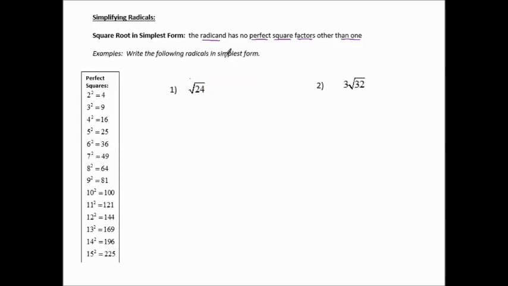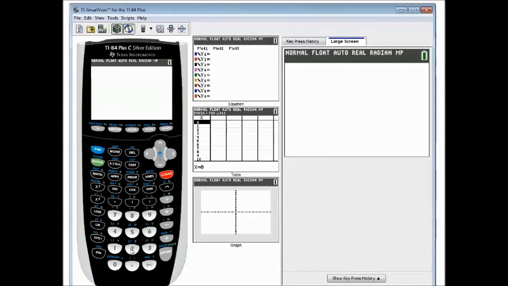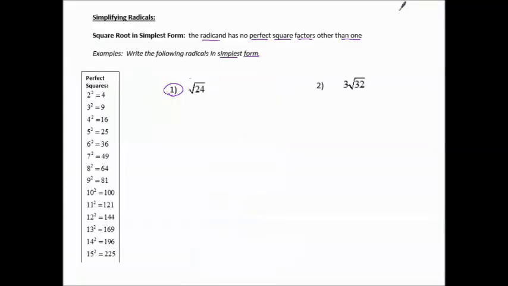So let's look at simplifying these examples. We want to write them in simplest form. If I look at number 1, I have the square root of 24. I want to use my perfect square list. So I'm going to find where 24 would fall on my list of perfect squares, and I see it would be between 16 and 25. So I'm going to start by dividing 24, my radicand, by 16. I'm going to go over to my calculator and do 24 divided by 16. I don't get a whole number, so I'm going to try my next number on my list as I move up.